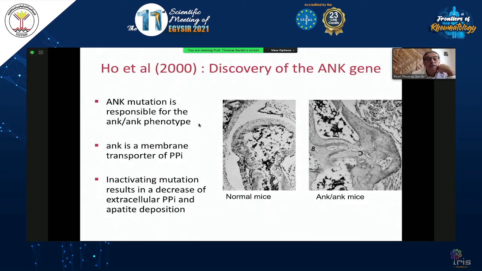This group of investigators found the gene responsible for this ankylosing articular disease in mice, and they found that it was a membrane transporter of pyrophosphate. And as you know, pyrophosphate is an inhibitor of apatite formation and bone formation. And these mice had an inactivating mutation, which resulted in a decrease of extracellular pyrophosphate and therefore in apatite formation.